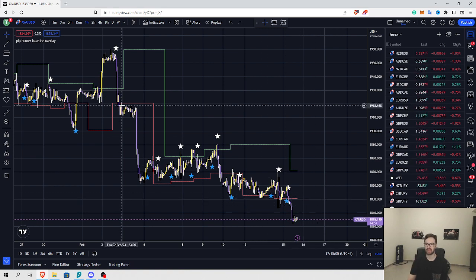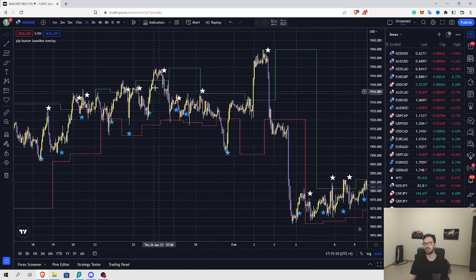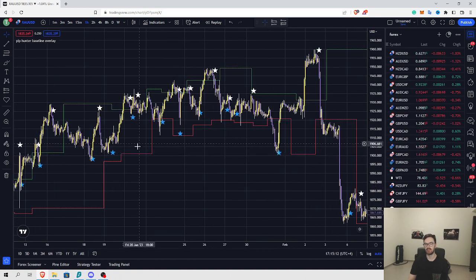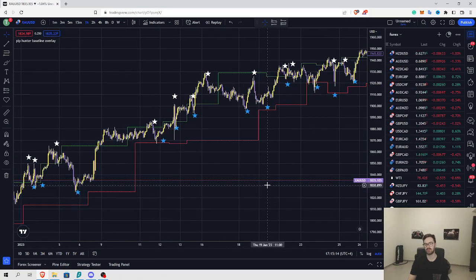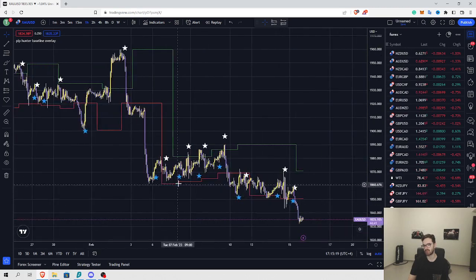So for instance, you can catch a breakout off this to wherever it ends up. You could catch this breakout, you could go and catch a breakout here, so on and so forth. Again, you do need to confirm it with the rest of your method, but you do get fractalized bands for breakouts, and that is the last part of piphunter baseline overlay to cover.